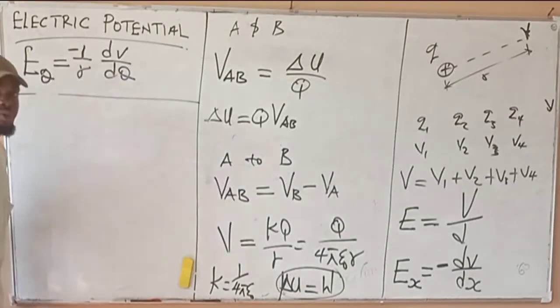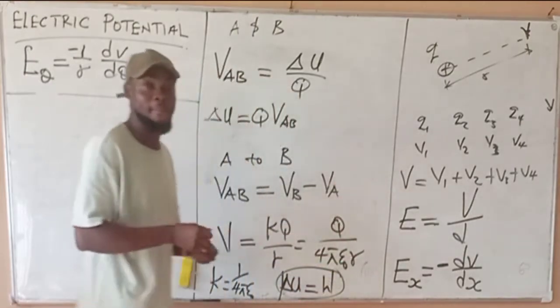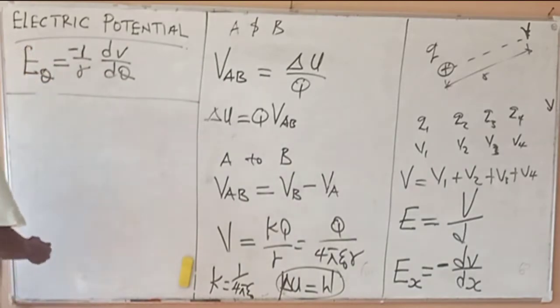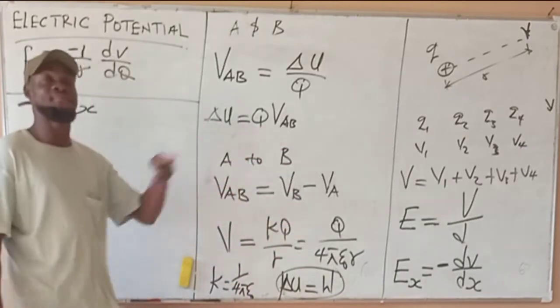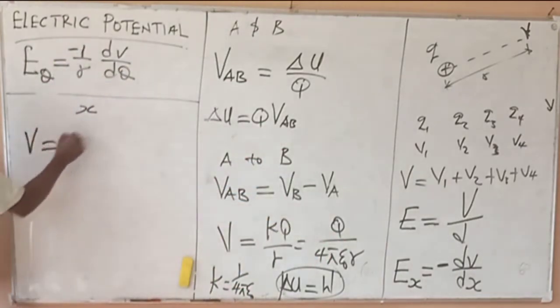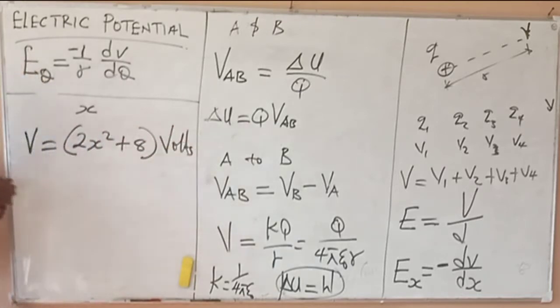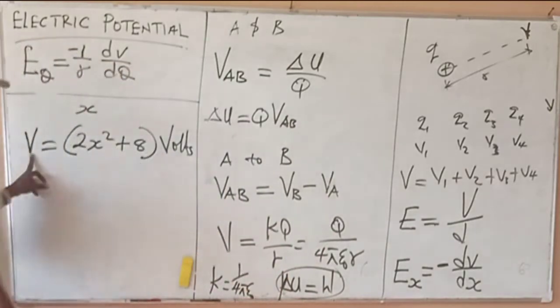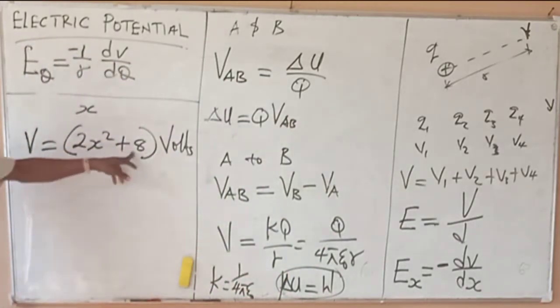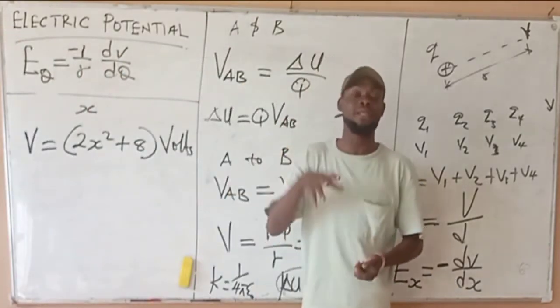Now let's look at this question. In a region of space, the electric potential at any distance x is defined by the law V equals 2x squared plus 8 volts. Obtain the electric field.